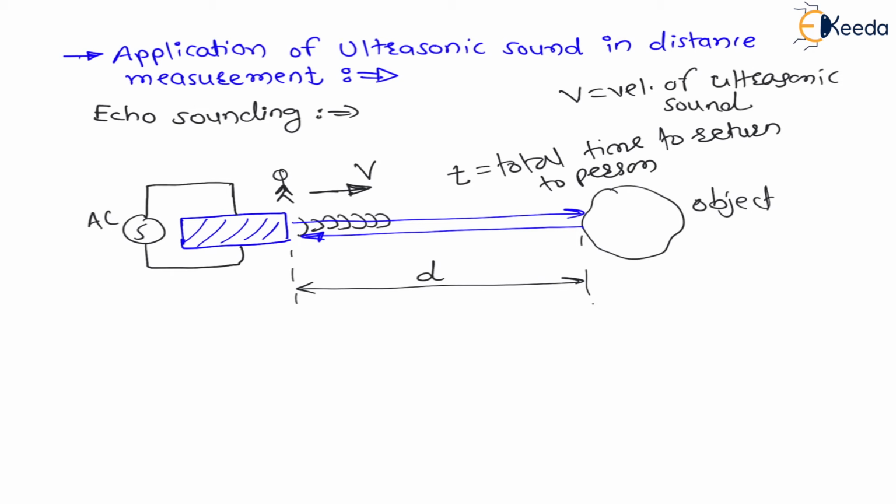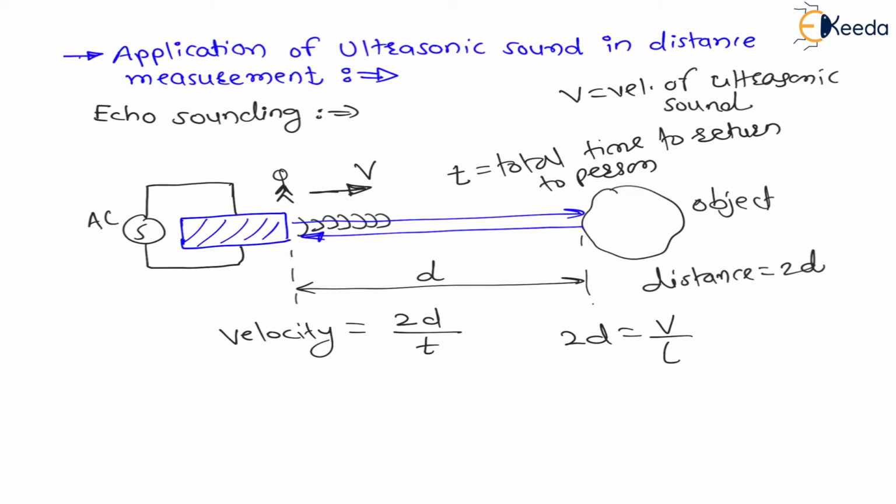So my dear students, we know that the total distance traveled is 2d, one for the forward pass and one for the return pass. Therefore we know that velocity is nothing but distance traveled, that is 2d, divided by time taken. So here v equals 2d by t. From this we can calculate the distance d equals the velocity of sound in the medium times the time taken to return in the form of an echo, divided by 2. This is how we can calculate the distance.